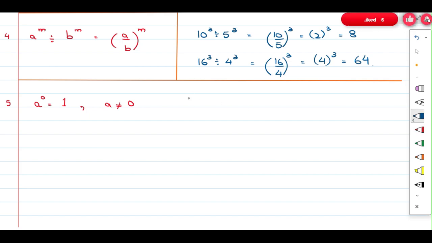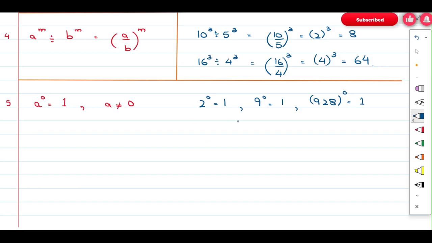Let's say I can take an example. If I have a number 2, 2 to the power 0 is 1. 9 to the power 0 is 1, right? Or if I can take 928, its whole power 0, which is equal to 1. So this is basically any number to the power 0 is always equal to 1, right?